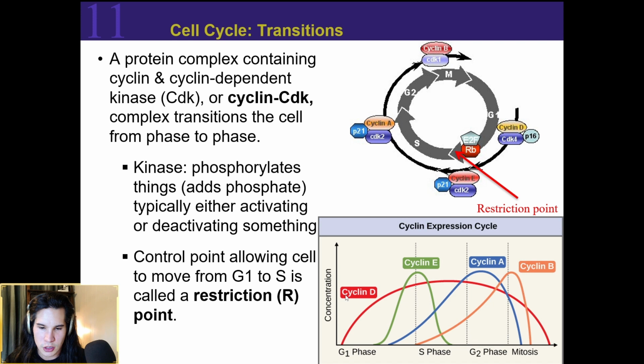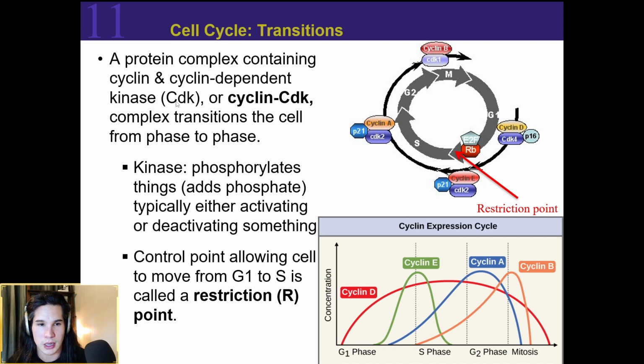And if you notice here, you have cyclin D, cyclin E, cyclin A, cyclin B. So these are just proteins. Now these proteins have the capacity to activate these things called cyclin-dependent kinases, or CDKs.